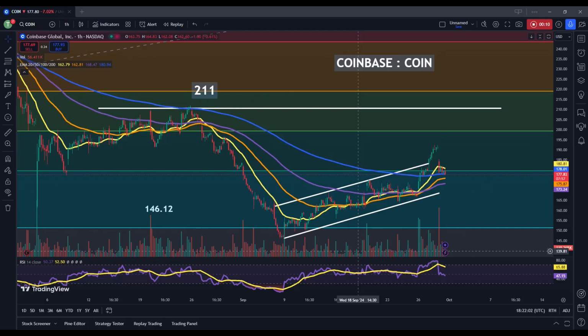We have the current stock market update for Coinbase Global Incorporated, stock ticker COIN.